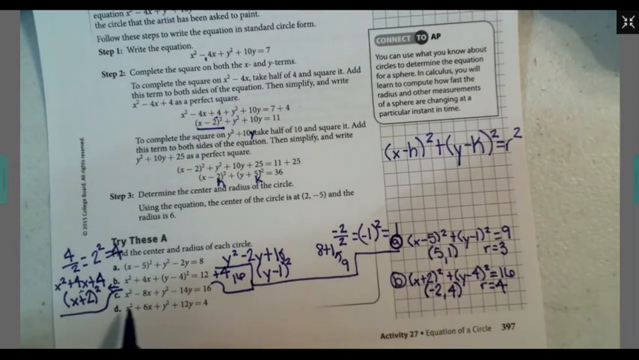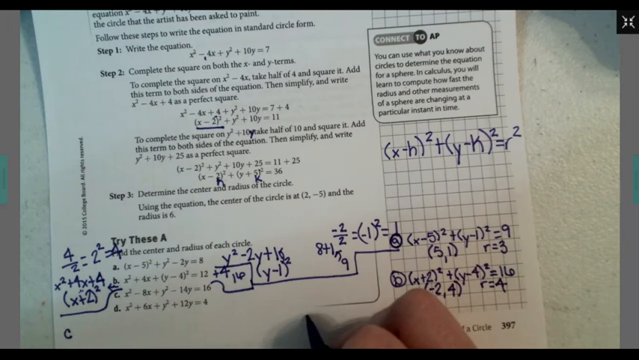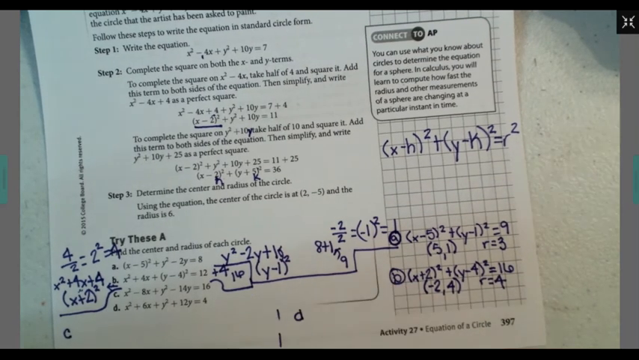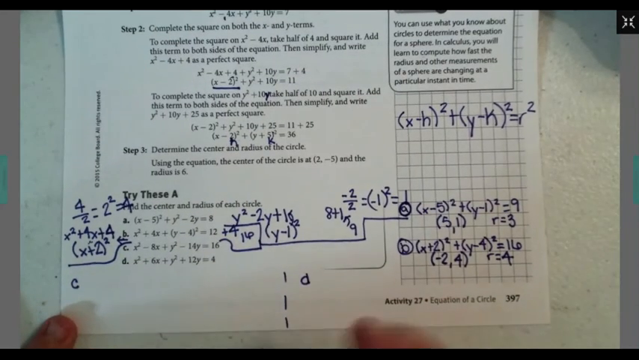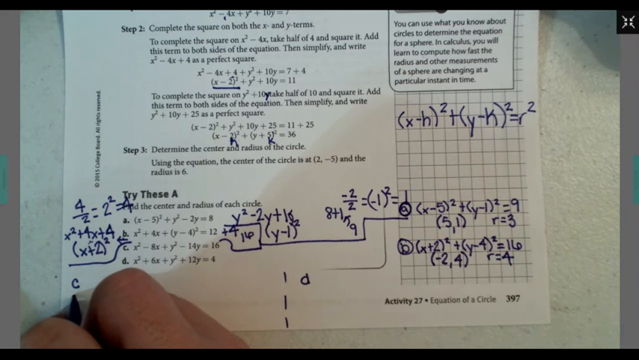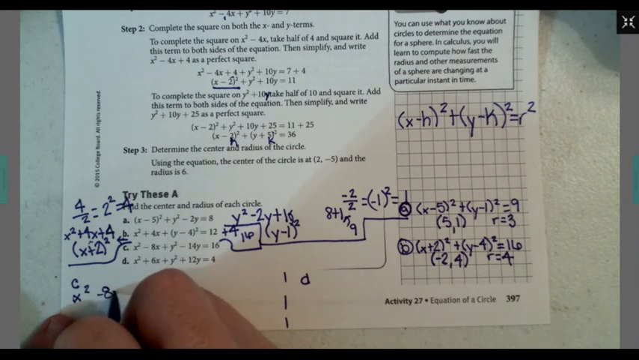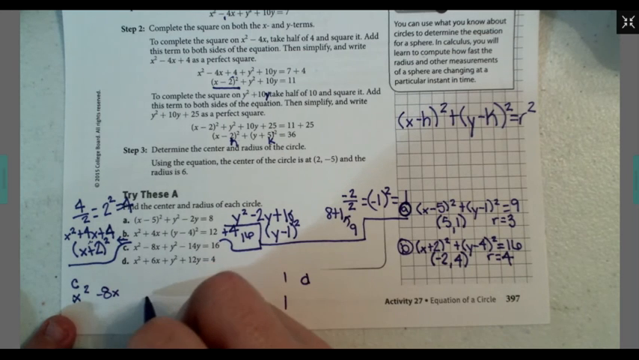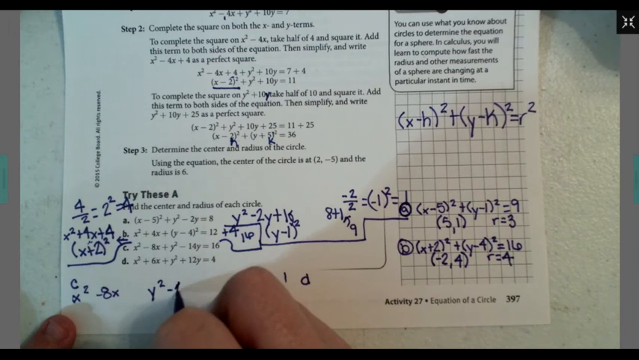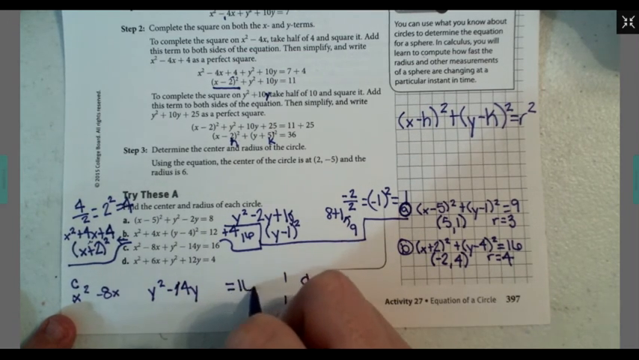All right. C. I'm going to put C over here. We're going to do D on this side. Looks like we're going to have to do both terms here. x squared minus 8x. We're going to have y squared minus 14y. And this is all equal to 16.